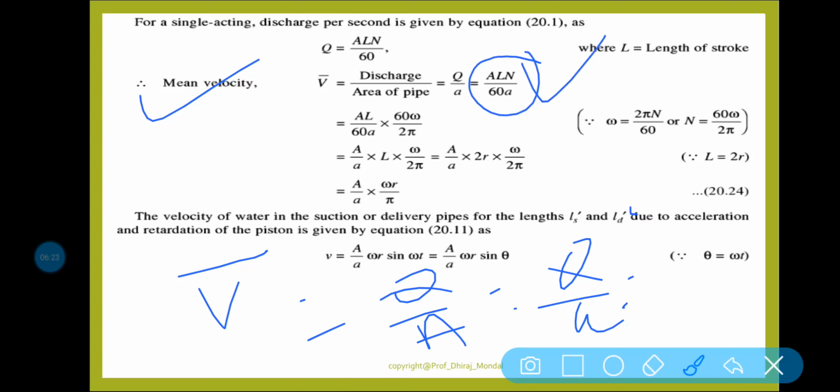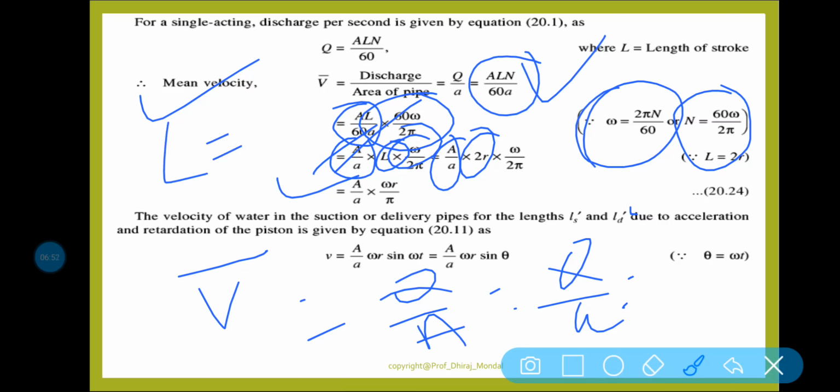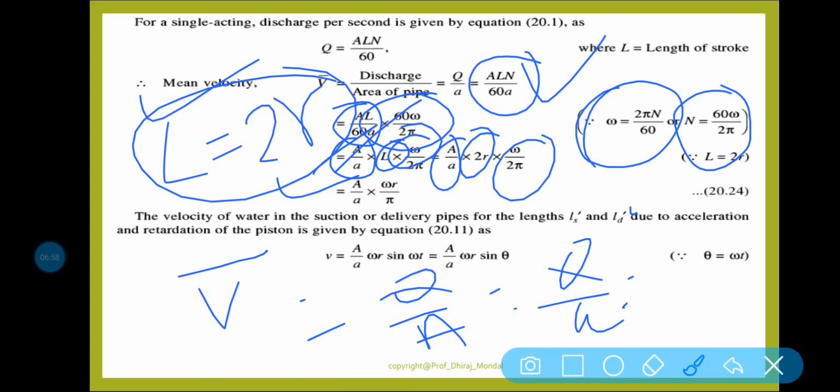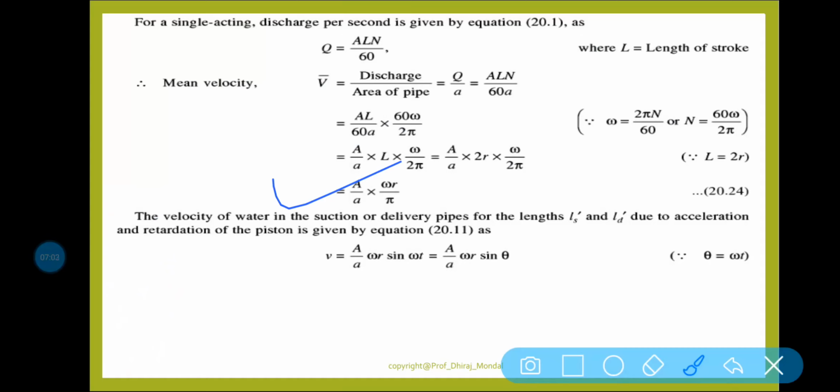And you know that ALN by 60a, it is alright, and omega is equal to 2 pi N by 60, or N can be written as 60 omega by 2 pi. So ultimately the whole equation you will arrive like this, A by a into 60, here this 60 cancels out, so omega by 2 pi. So A by a into 2r, because L is equal to 2r, as stroke length is equal to crank radius into 2, and into omega by 2 pi. So ultimately this equation will come A by a omega r by pi.